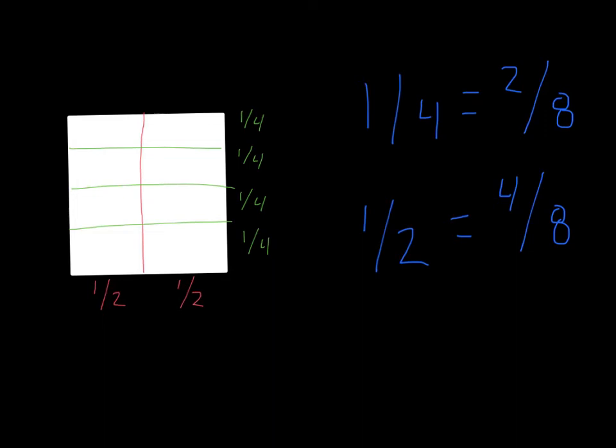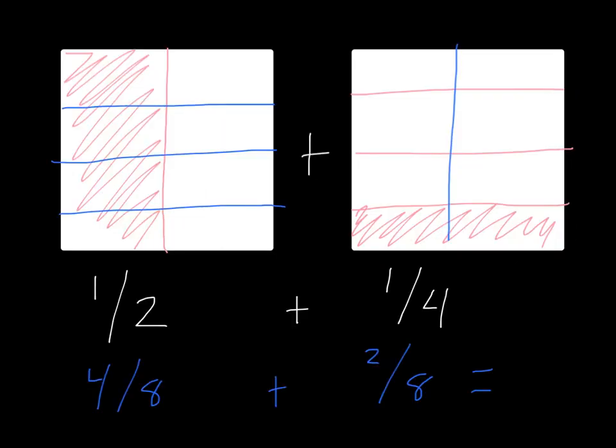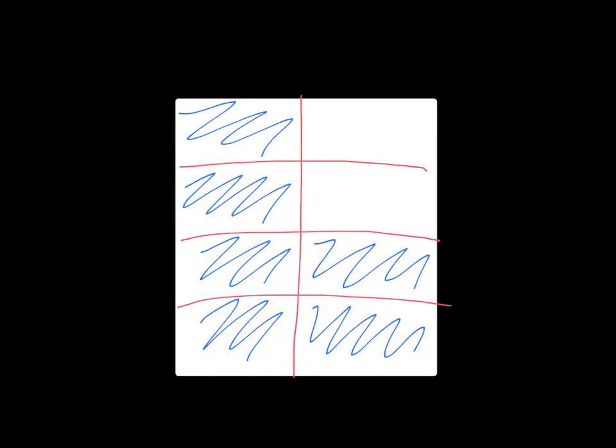So really what I'm saying here is not just 1/4 plus 1/2. What I'm really saying is 4/8, counting down the left, plus 2/8. And if I add 4/8 plus 2/8, I find that I have 6/8. Now, that's not simplified, that is just adding them straight across.